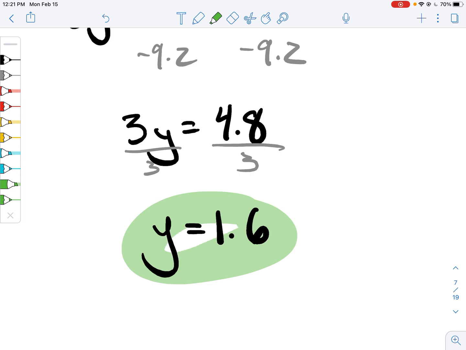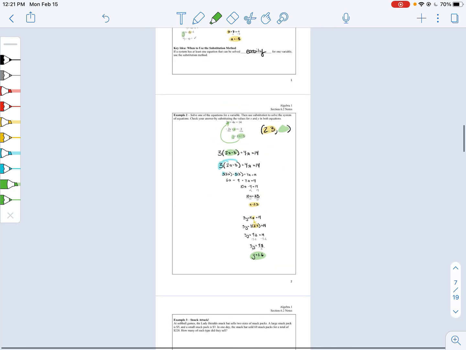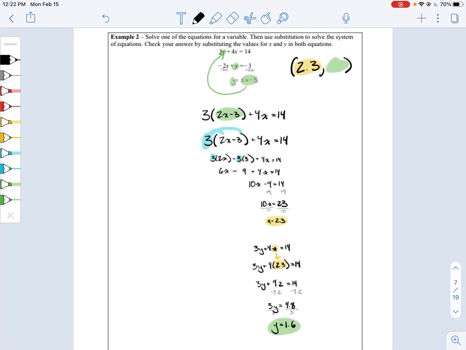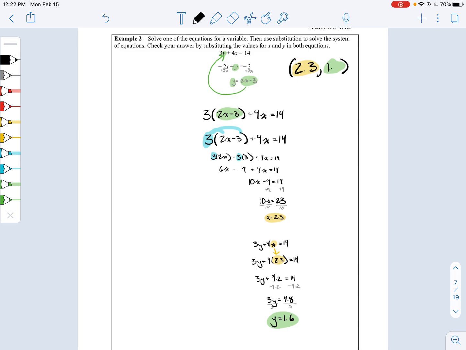Now we've got our x, we've got our y. To save you some time, I already plugged it into both equations and it does work. So, yay. We got it. Good job.